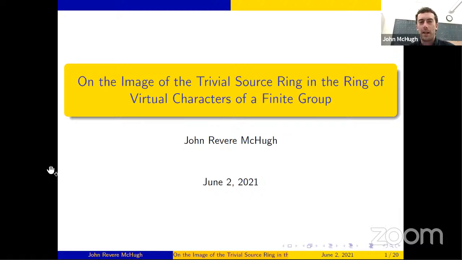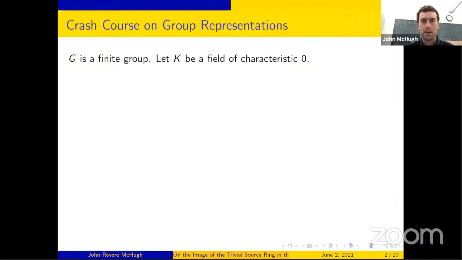Yeah, so I'm going to talk about a problem in the modular representation theory of finite groups that my advisor, Dr. Robert Boltje, gave to me to think about a couple of years ago. Now, when I wrote this talk, I began it with a crash course on ordinary representation theory, but listening to the previous speakers, it sounds like most everyone is pretty well versed in this theory, so I can just run through the beginning of this talk pretty quickly.